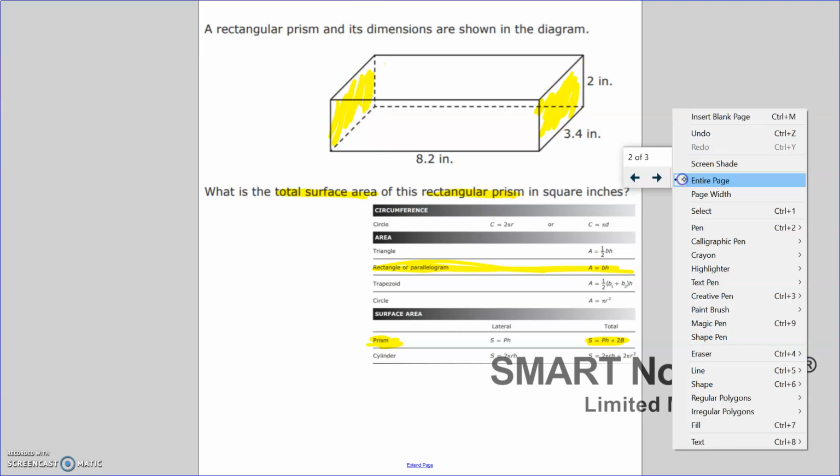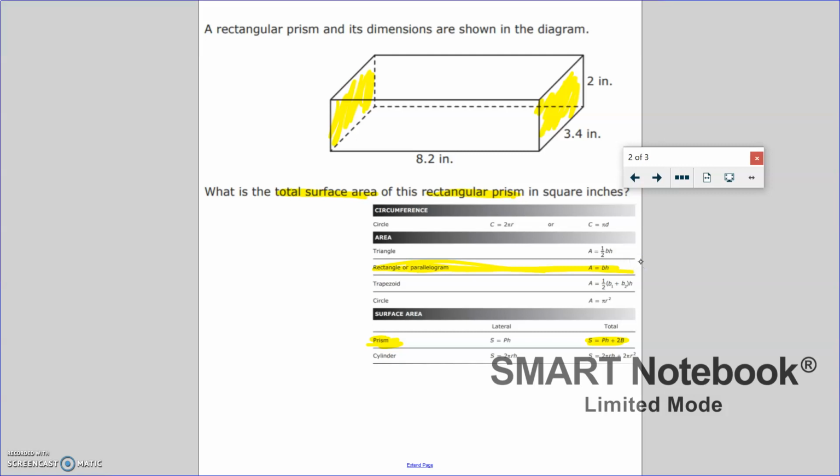We're going to draw our base and label it. It's always best to draw out your base and label it. Some things you can shortcut. This is one of those things that it'd be best not to. So let's draw out our rectangle. We're going to label it 3.4 and 2. Okay. So we know that the formula for total surface area of a prism is surface area is equal to perimeter of the base times height of the prism plus 2 times area of the base.